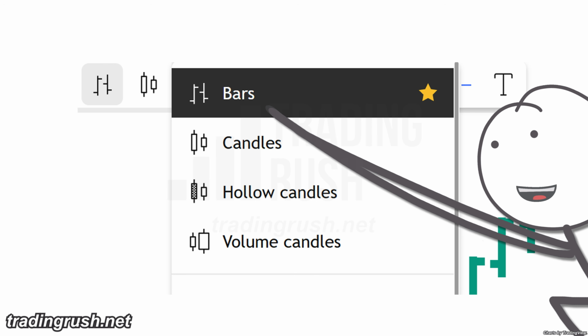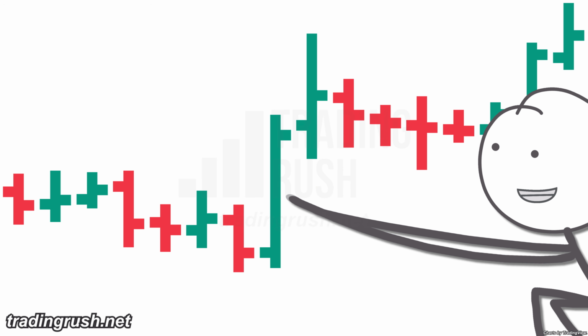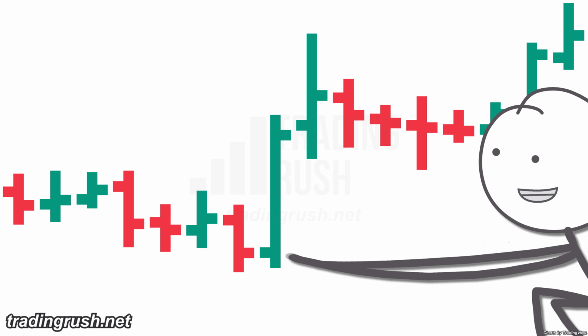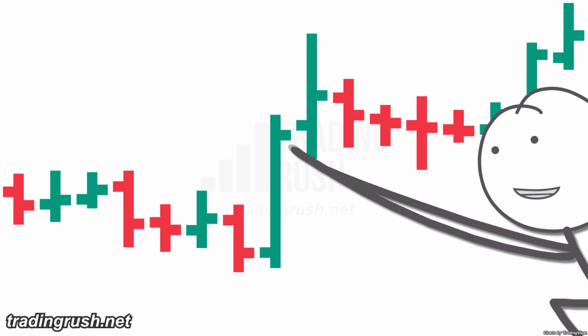Number 5. Bars are one of the popular chart types I have seen. Basically, each vertical line shows the price movement between the high and low. There is a small horizontal line on the left side showing the opening price, and a small line on the right side shows the closing price.